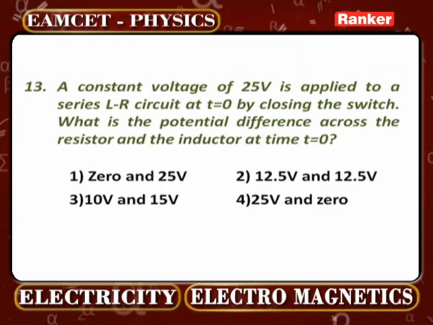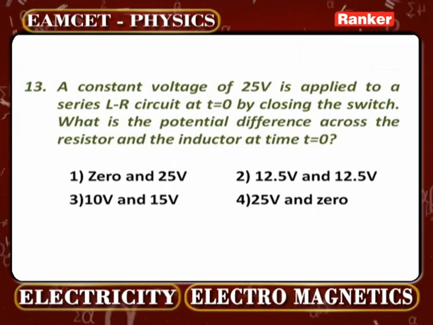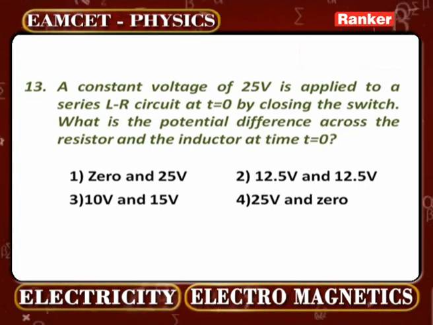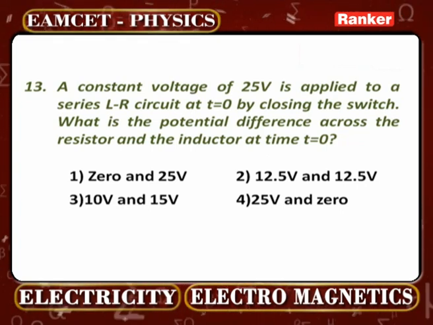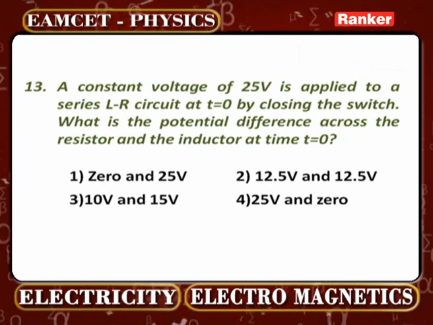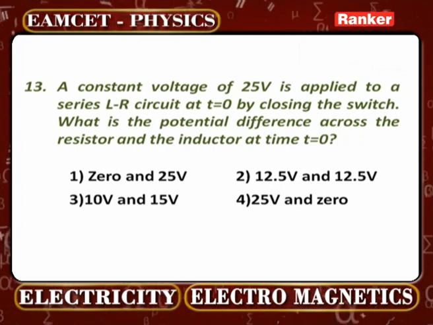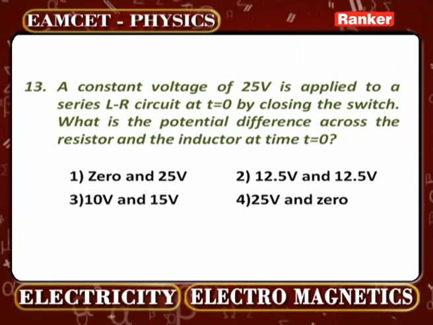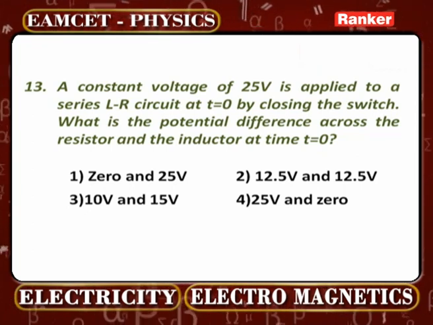Come to the next problem, that is problem number 13 please. A constant voltage of 25 volt is applied to a series LR circuit at t equal to 0 by closing the switch. What is the potential difference across the resistor and the inductor at time t equal to 0?